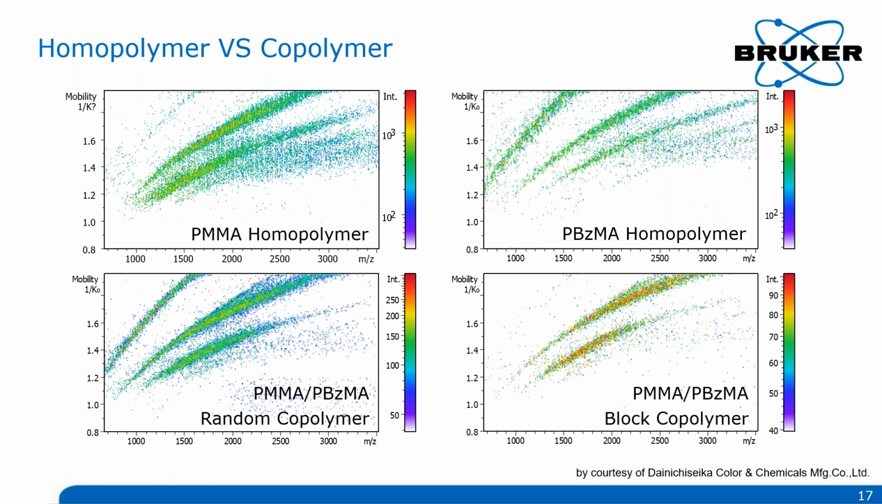The 2 heat maps on the bottom show copolymers with the same repeating units of PMMA and PBzMA. The one on the bottom left is the random copolymer, and the one on the bottom right is the block copolymer. Although the average molecular weights and other parameters may be very similar, from these heat maps, it's immediately obvious that these really are different polymers.